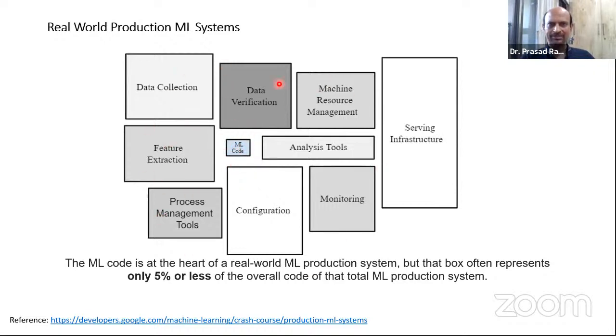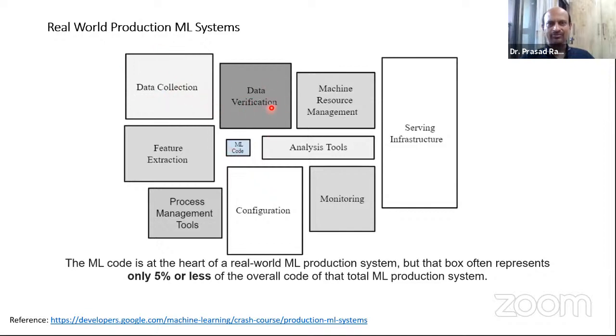So what happens in a real world production system over and above that model is what this diagram tries to depict. And clearly, in order to run this ML code in a real world situation, we need to collect data from the real world system and supply it to this ML code for it to do some predictions on it. So data collection is an important activity for which we may have to write code.